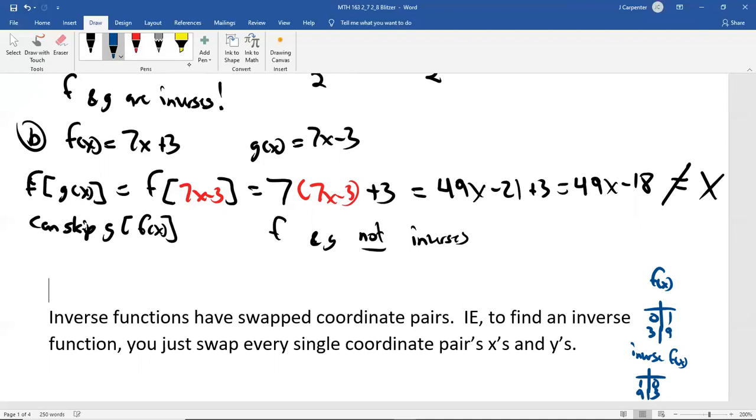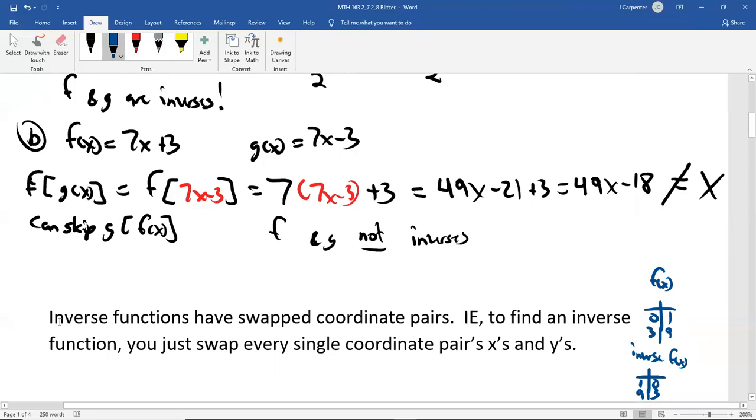You literally just change the x and y pairs. You swap them. Don't overthink it. That is the entire concept of inverse functions. It swaps x and y's as coordinates or as variables, or it swaps up and down with left and right as a graph, because up and down is y and left and right is x. Inverse functions have swapped coordinate pairs. You're just changing out all x's and y's.